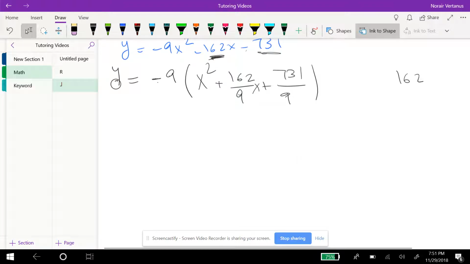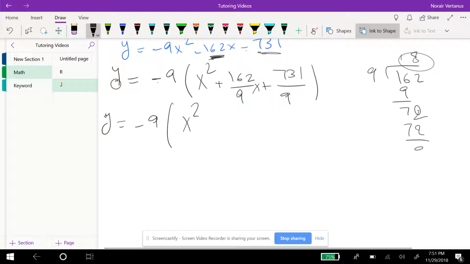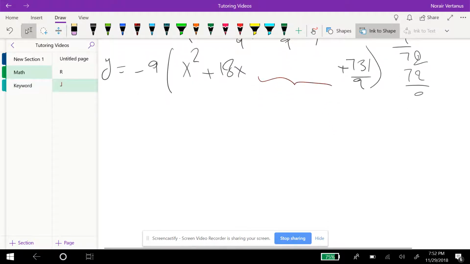Now, what is 162 divided by 9? We know this is divisible by 9. 1 times 9 is 9, remainder 7. 2 goes down, so 8 times 9 is 72. So 0, that's good. So this is 18. So I have y equals negative 9 times x squared plus 18x plus 731 over 9. I leave some space here because I want to add and subtract a number there so that I can create a perfect square form.